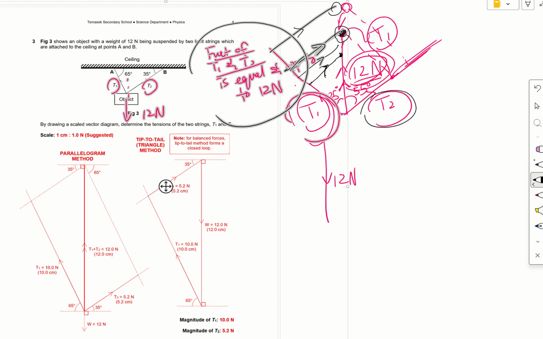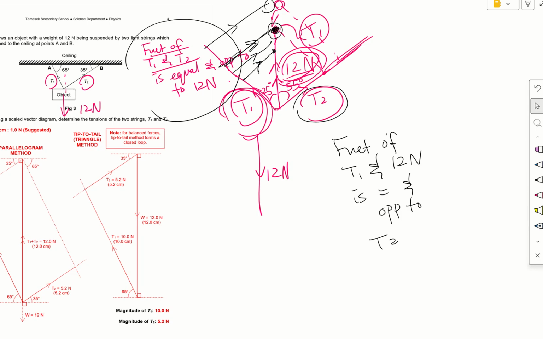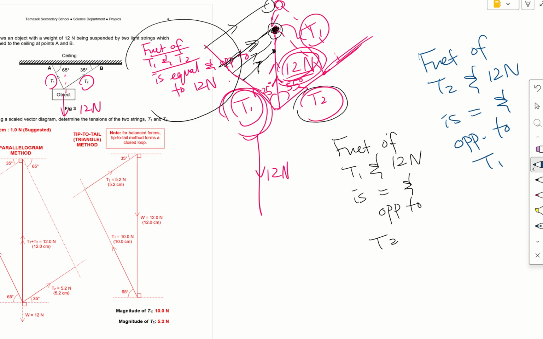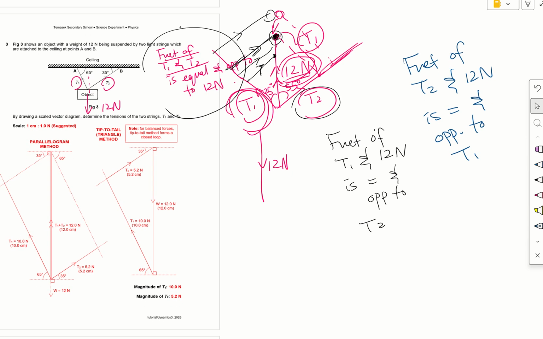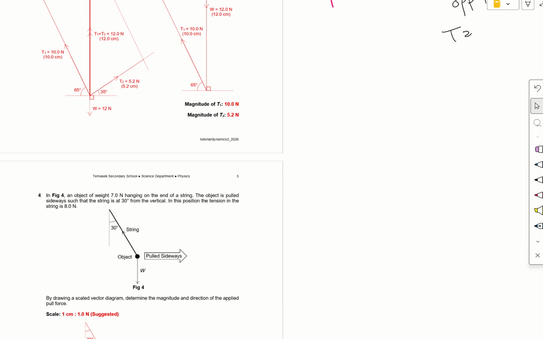That means I can write the other two statements. F net of T1 and 12 Newton is equal and opposite to T2. The third statement will be F net of T2 and 12 Newton is equal and opposite to T1. Okay, so these are the three conditions because I have three forces. They sort of counteract one another. Okay, so check your answer. You should get 10 Newton and 5.2.